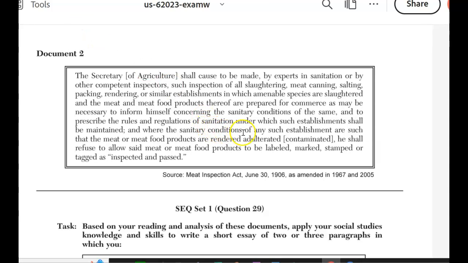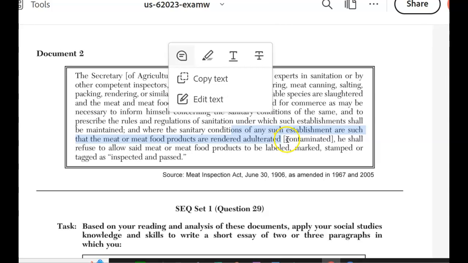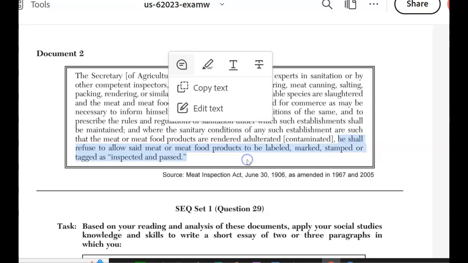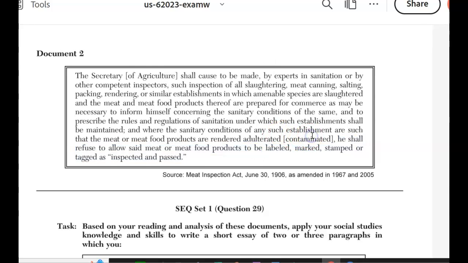Where the sanitary conditions of any such establishment are such that the meat food products are rendered adulterated, which is a fancy word for contaminated, he shall refuse to allow said meat or meat products to be labeled, marked, stamped, or tagged as inspected and passed. So what is this saying? Secretary of Agriculture is supposed to send inspectors in, make rules, and you can't sell the products unless they've been passed as coming from a clean and safe place. Okay.